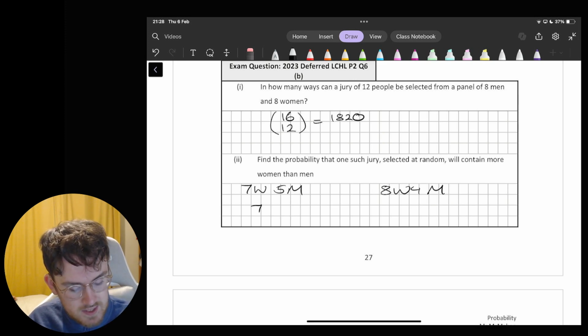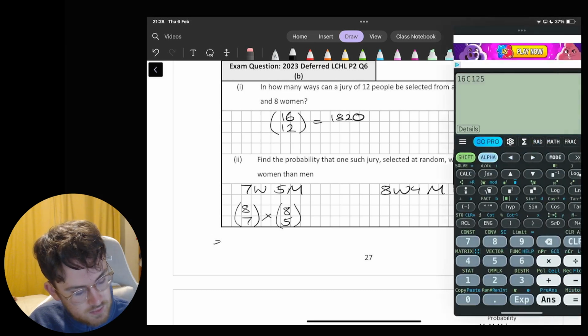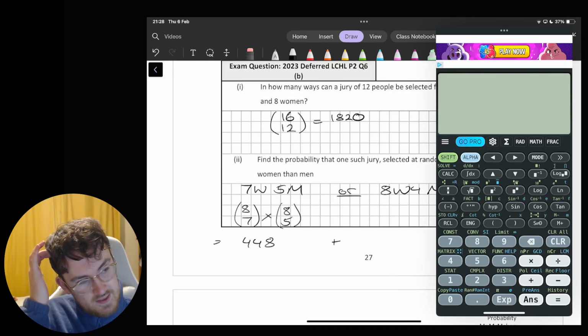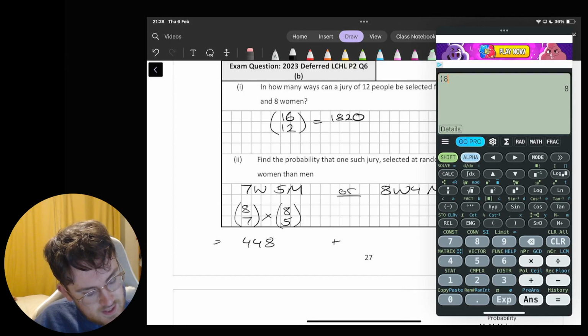So let's find out how many ways I can choose 7 women and 5 men. Well, out of the 8 women, choose 7, and then out of the 8 men, choose 5. So that's going to be 8 choose 7 times 8 choose 5, 448 ways. This is an OR, so that's suggesting we add these here in this case. Okay, this is now 8 choose 8, and then 8 choose 4, which is 70.